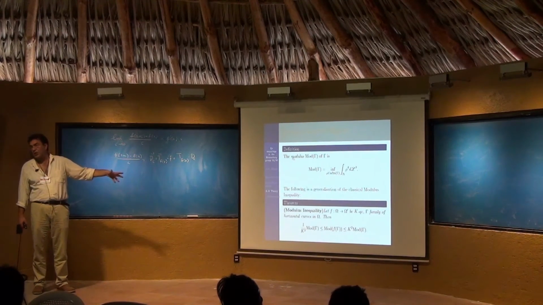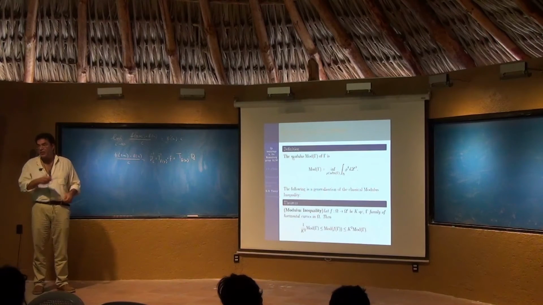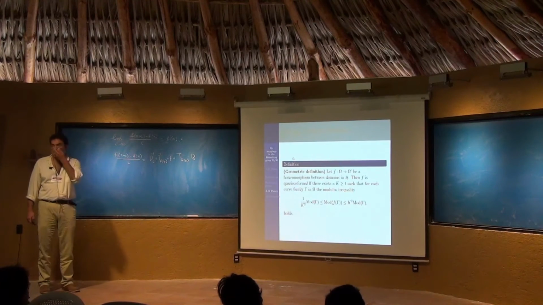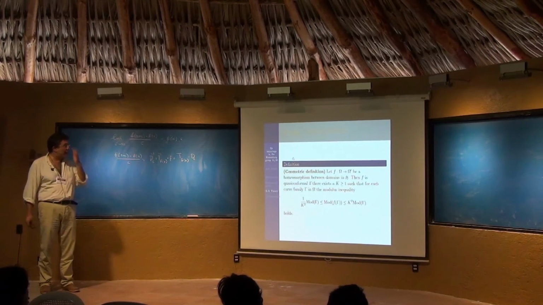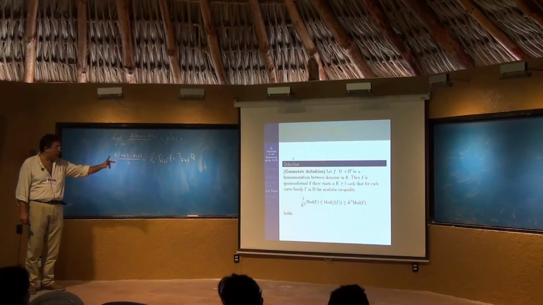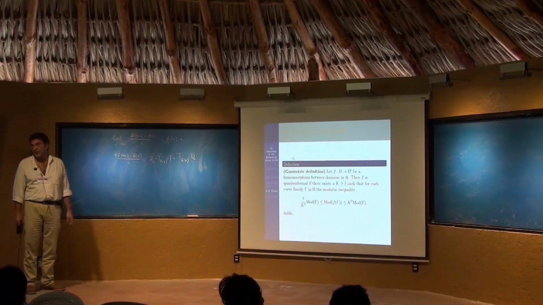Compared to what happens in the Euclidean case, you don't have squares in K. You just have K. Here, this square always appears. So this is the geometric definition based on this modulus inequality. A mapping is quasiconformal whenever for every curve family that modulus inequality holds.